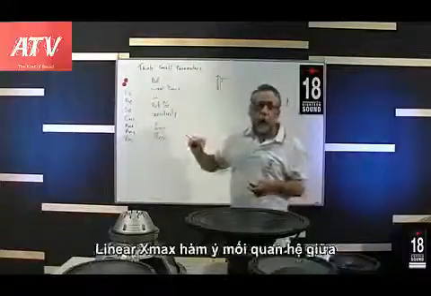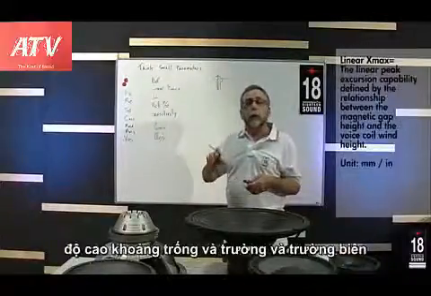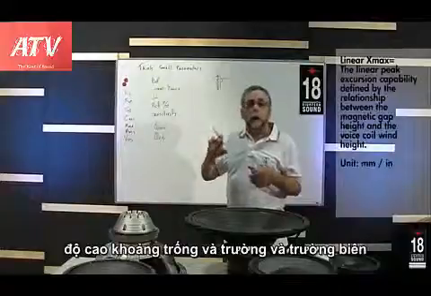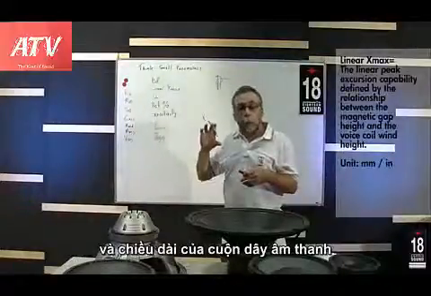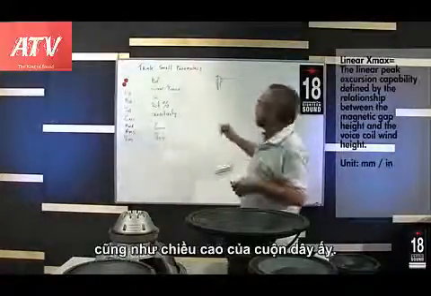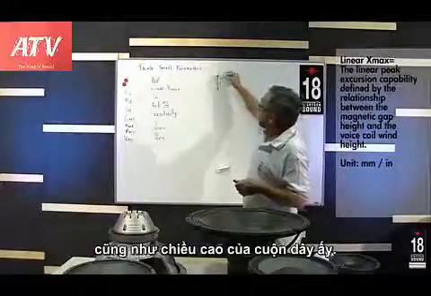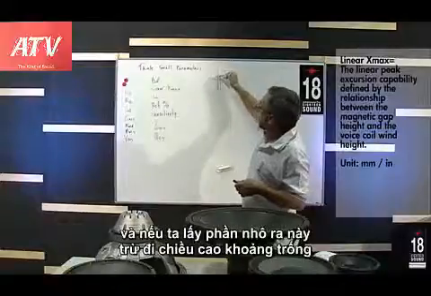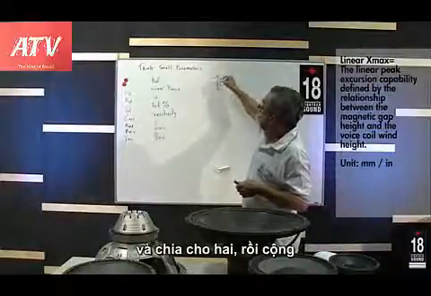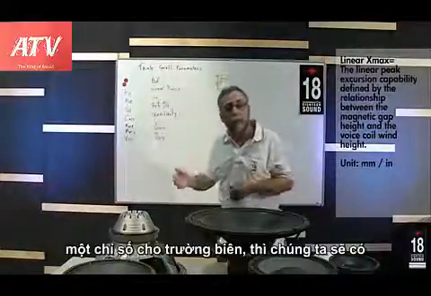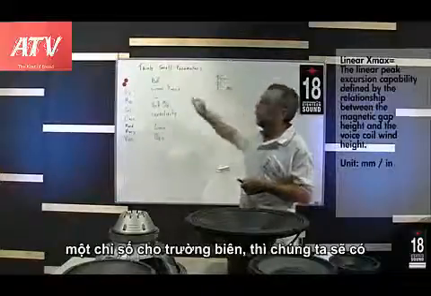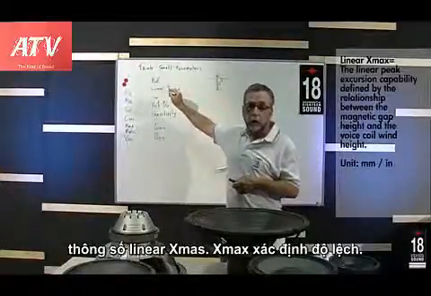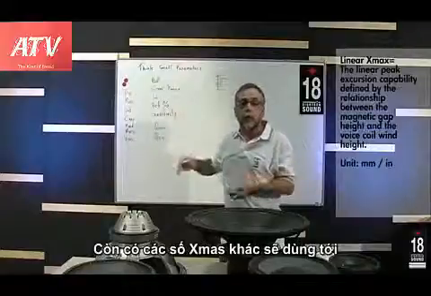The linear Xmax refers to the relationship between the gap height and its fringe field and the length of the voice coil, or the height of the voice coil. So we typically have an overhang, and if we subtract the gap height from the coil height and divide by 2 and add a factor for the fringe field, we will come up with a linear X number, X defining excursion.